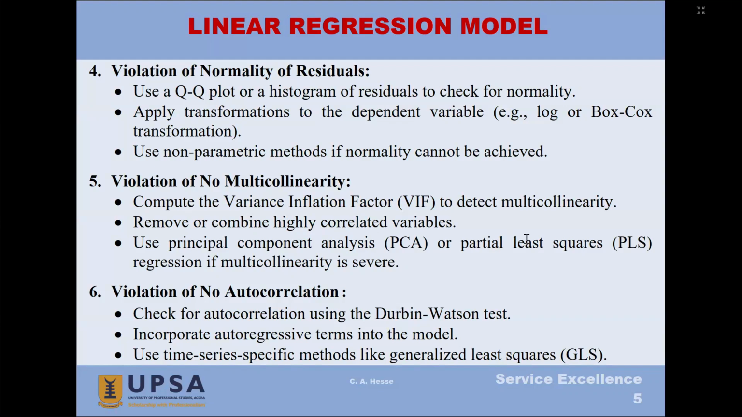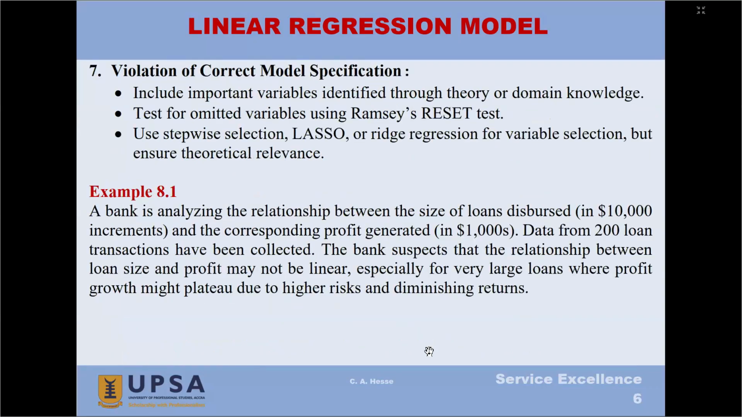So the violation of no autocorrelation, that's when there's autocorrelation. You can use the Durbin-Watson test to test whether there's autocorrelation. If there's autocorrelation, then you can use a time series approach, which we'll be looking at in our next lecture. Please, have I made myself clear? Violation of correct model specification.